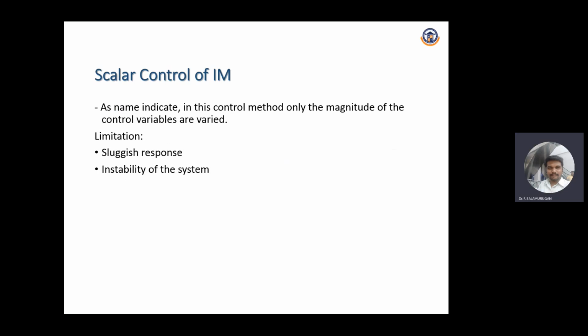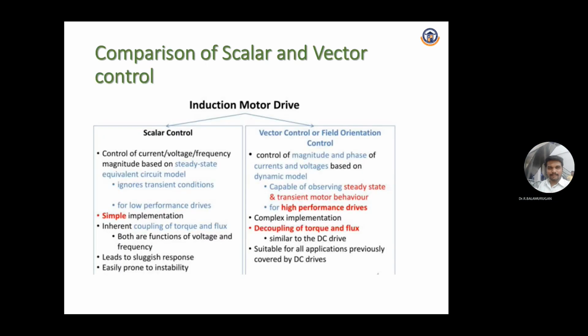The basic method of control, the conventional control, is scalar control of induction motor. Why are we going for vector control? Scalar control has some limitations, like sluggish response, and the stability of the system is not good when we go for continuous control. By name itself, we can say it's a sluggish control for induction motor drives. Here we can see some comparison between scalar control and vector control.